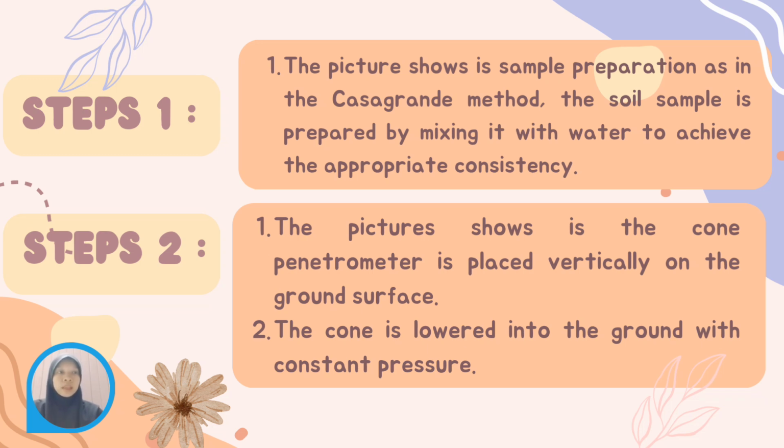Step 1. The picture shows sample preparation as in the Casagrande method. The soil sample is prepared by mixing it with water to achieve the appropriate consistency. Step 2. The picture shows the cone penetrometer is placed vertically on the ground surface. The cone is lowered into the soil with constant pressure.